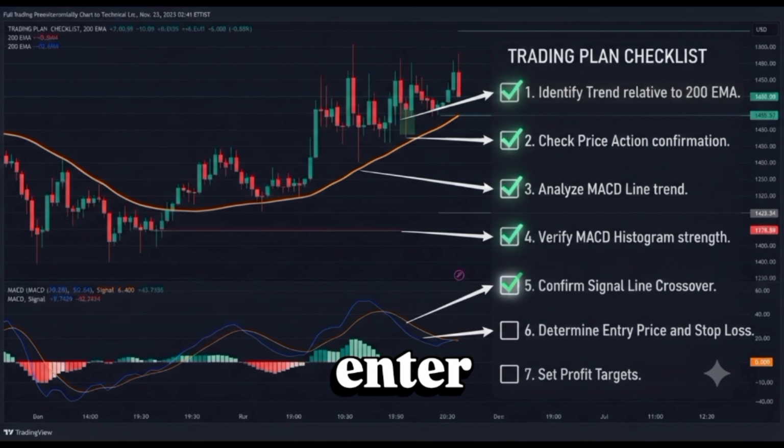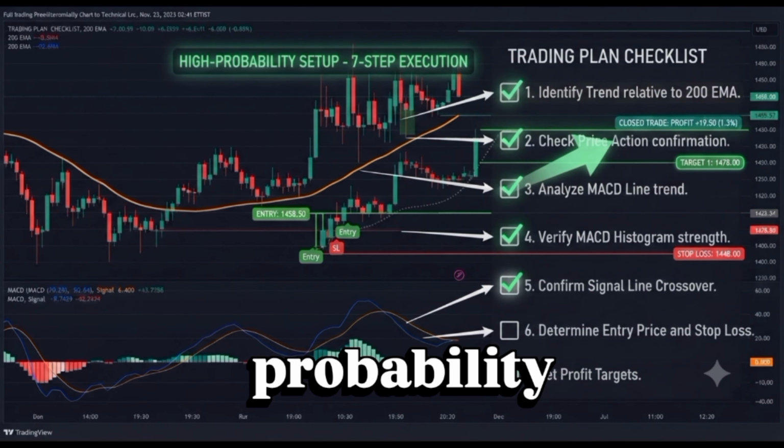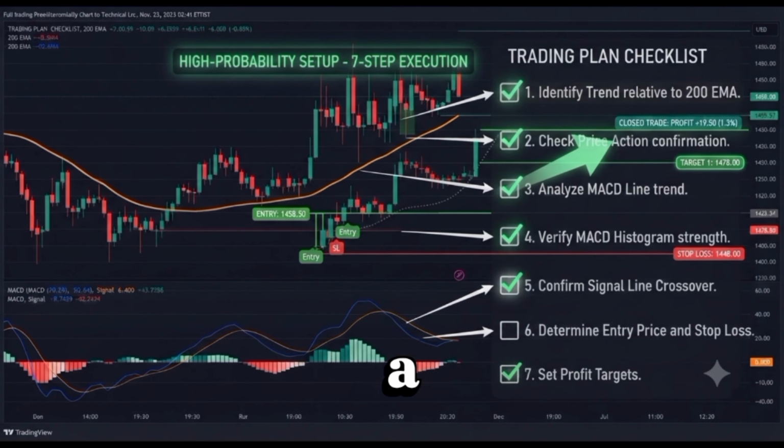Step 5. Enter with a stop loss below the recent swing low, or above the swing high for shorts. This is a high probability setup. Not a guarantee. Nothing is. But you're stacking edges in your favor. That's what pros do.